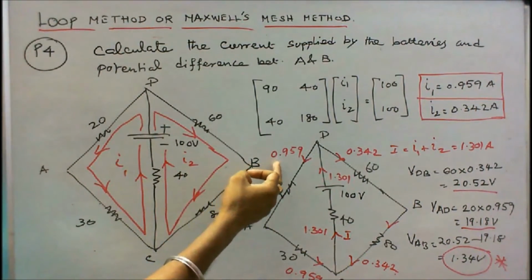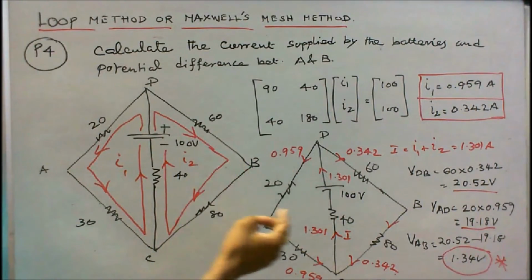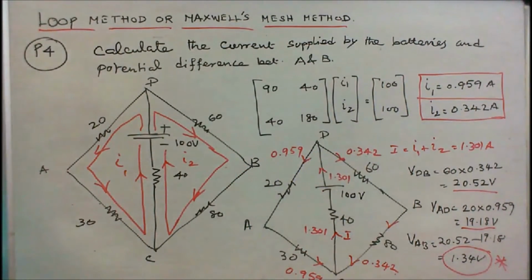I1 is equal to 0.959, I2 is equal to 0.342. Here this current is 0.342, here this current is 0.959. So the current towards the junction is 0.959 plus 0.342, that is, the current leaving the junction is 1.301. The second question is to find the potential difference between A and B.